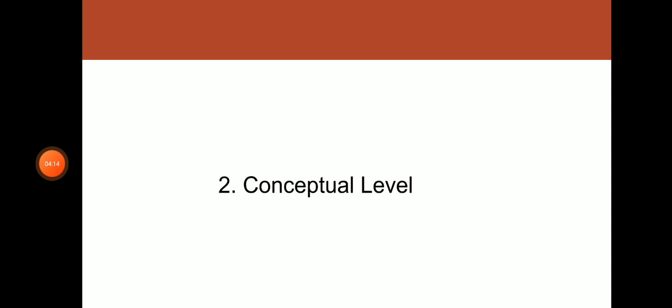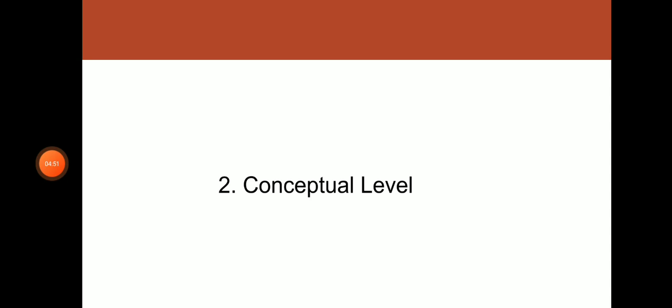The second level is the conceptual level. The conceptual schema describes the design of a database at the conceptual level. The conceptual level is also known as the logical level. The conceptual schema describes the structure of the whole database. The conceptual level describes what data are to be stored in the database and also describes what relationships exist among those data. In the conceptual schema, internal details such as implementation of the data structure are hidden. Programmers and database administrators work at this level.